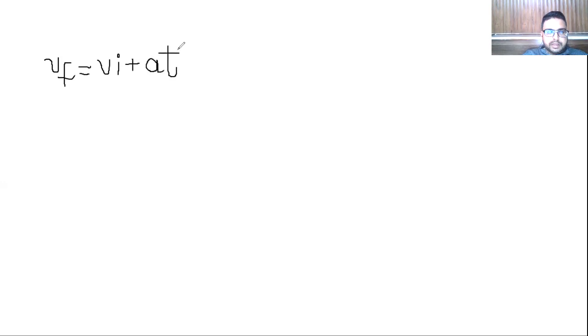Now A and T, as you can see, there is no symbol between them, so they are multiplying actually according to simple mathematical rules. And A is representing here the acceleration in the equation, and T is representing time. So let's start deriving this first derivation.